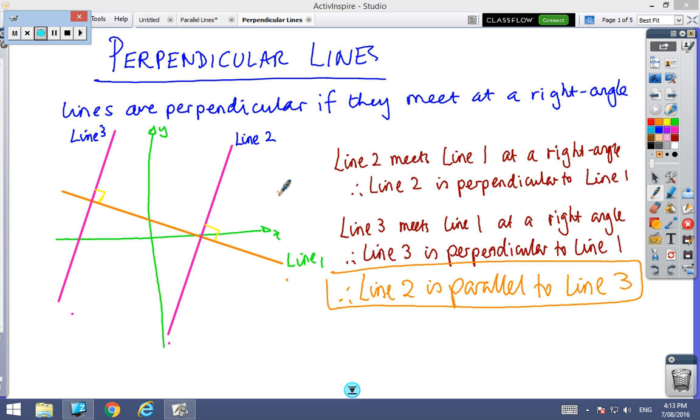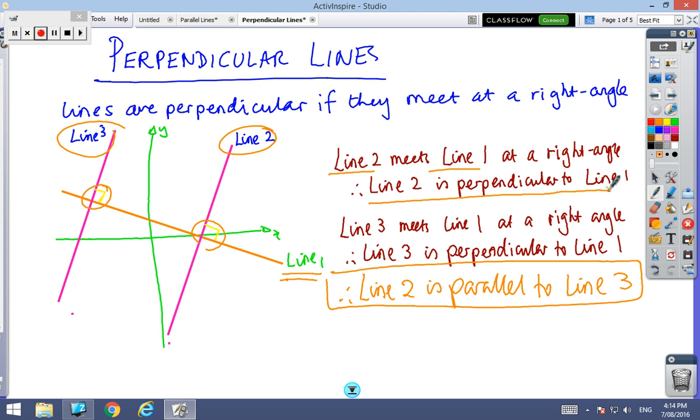Okay, so we're looking at perpendicular lines. There's a connection with parallel lines that we'll make, but at this stage, lines are perpendicular if they meet at a right angle. So for instance, I've got this brown line 1, and line 2 and line 3 both meet it at a right angle. So line 2 meets line 1 at a right angle, so they're perpendicular to each other. And line 3 meets line 1 at a right angle, so they're perpendicular to each other.